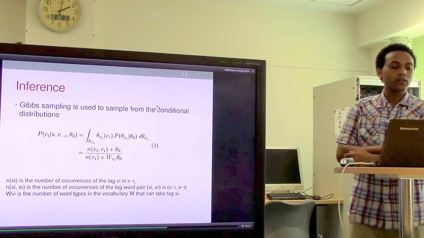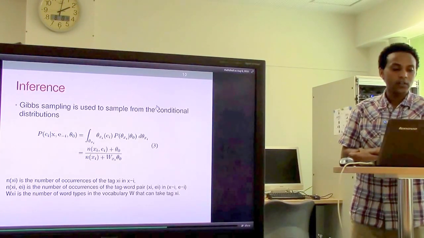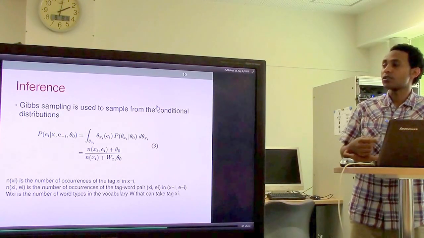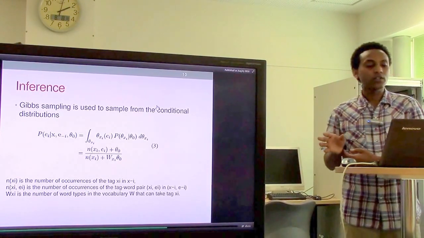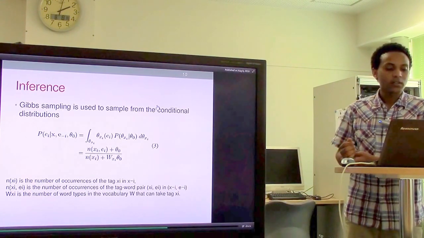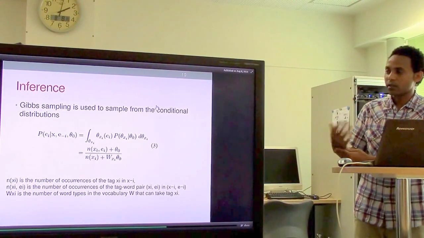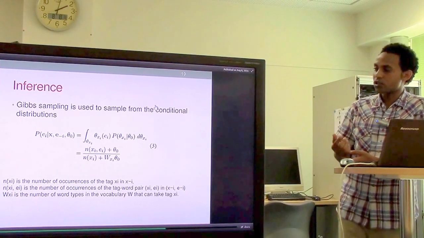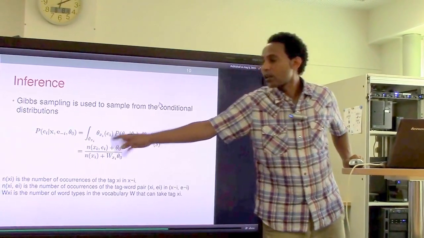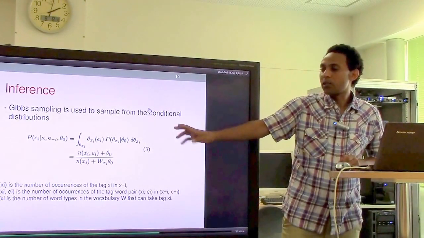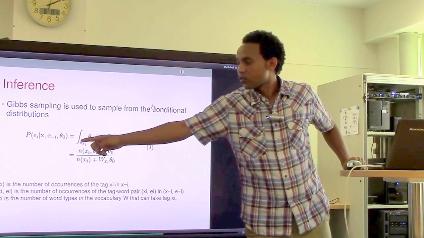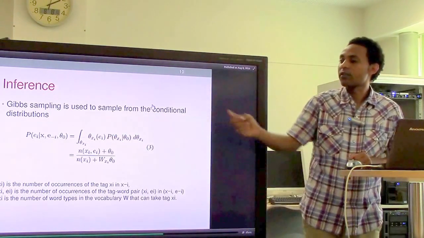For inference, they used Gibbs sampling to sample the unconditional distributions, which after many iterations converge to the unconditional joint probabilities. And for every iteration, they re-estimate this hyperparameter by using another algorithm, which is called Metropolis-Hastings.